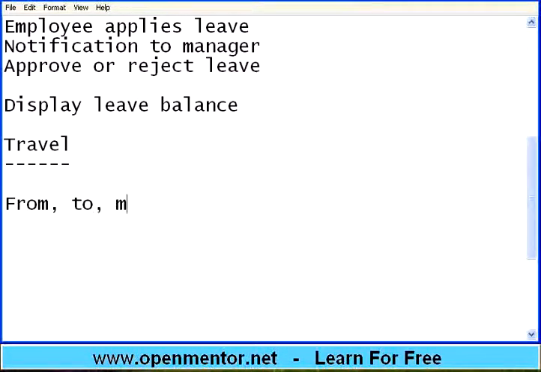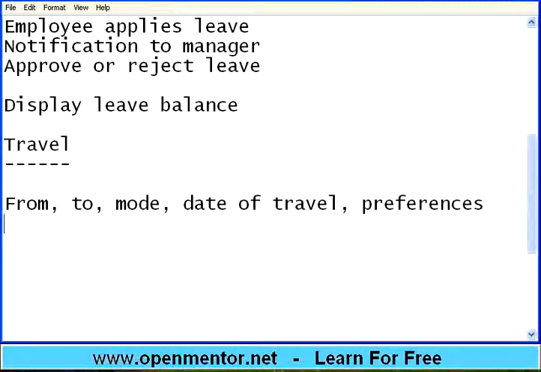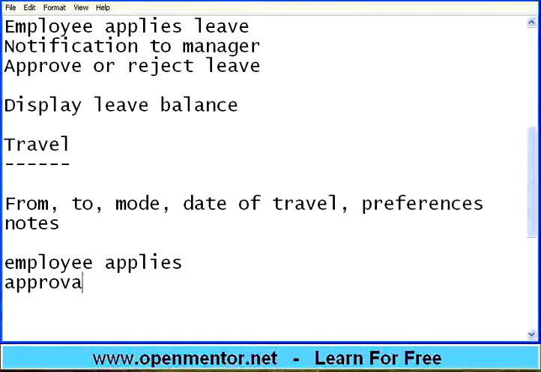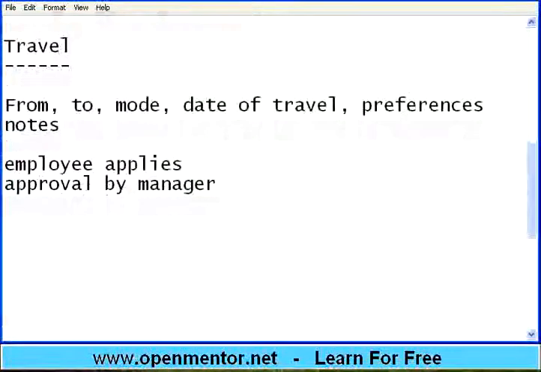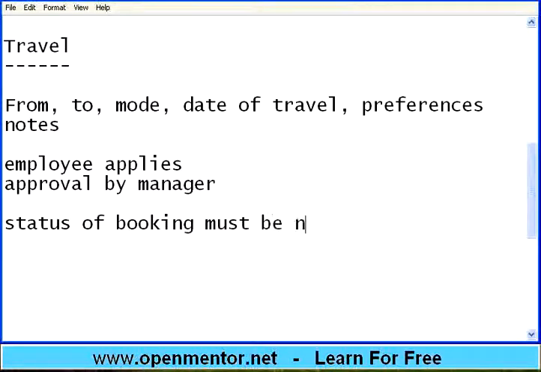Then again, from, to, mode of travel, right? Date of travel, preferences in terms of whether you want air travel or train travel, any additional notes or instructions. You apply for the travel, the employee applies, then approval by the manager. Then the travel ticket gets booked. The status of booking must be notified to the employee. Travel related stuff.